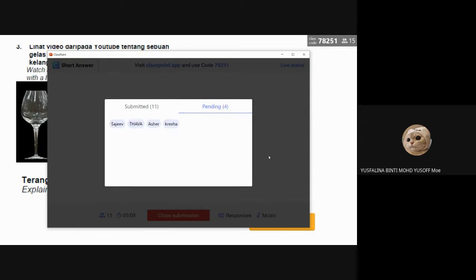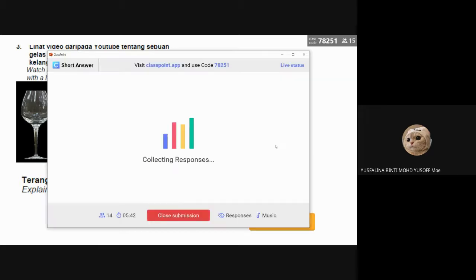Okay, I will close it. Teacher, if I want to change the answer, I cannot. When you already submit, you cannot change the answer. Asher, where's your answer?